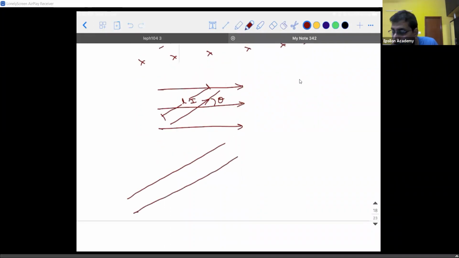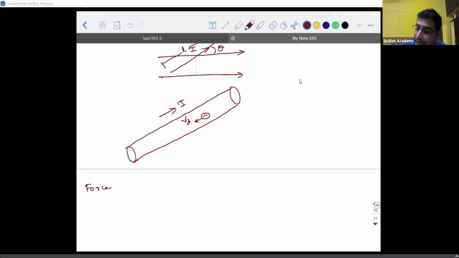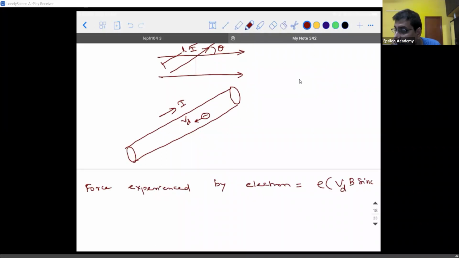So if I look on a microscopic level, the electrons will be traveling in the direction opposite to that of the current, with a velocity called the drift velocity. Right? So let's say, since the length of the conductor is L, let me calculate the force experienced by an electron. So what is going to be the force experienced by an electron? It is charge of the electron into Vd into d into sine theta.